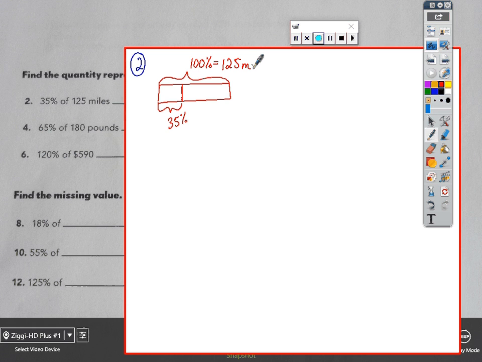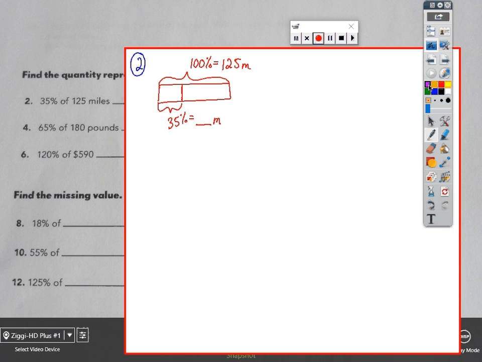125 miles. Well, what I don't know then, if I have a percent and a quantity on the top, I'm missing something on the bottom. I have a percent, but I'm missing the quantity. I'm looking for some number of miles. I think I can find that. I can use my percent proportion every time.